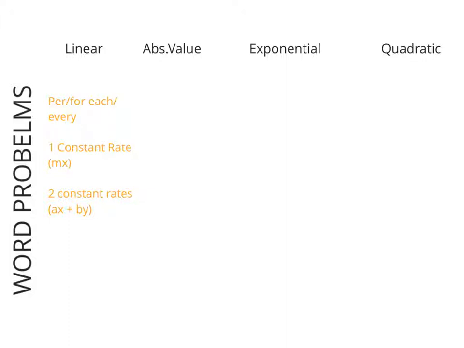If you have one constant rate of change, so you're looking for constant rate of change, right? You're adding or subtracting the same thing every time. A constant rate of change is going to give you mx, like y equals mx plus b. If you have 2 rates, you're going to put it in standard form. So like a is one of the rates and b is another rate.